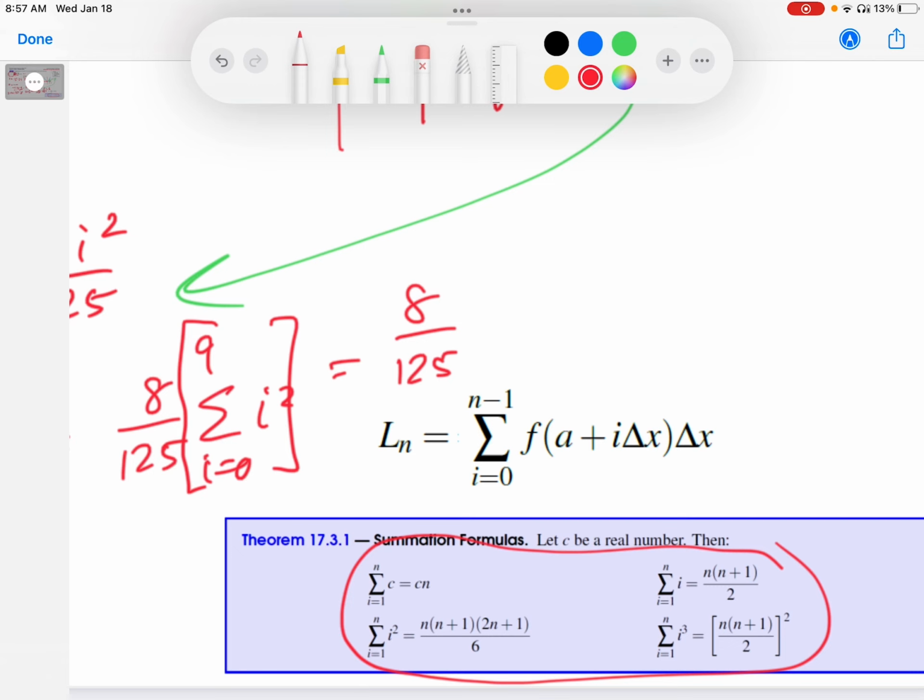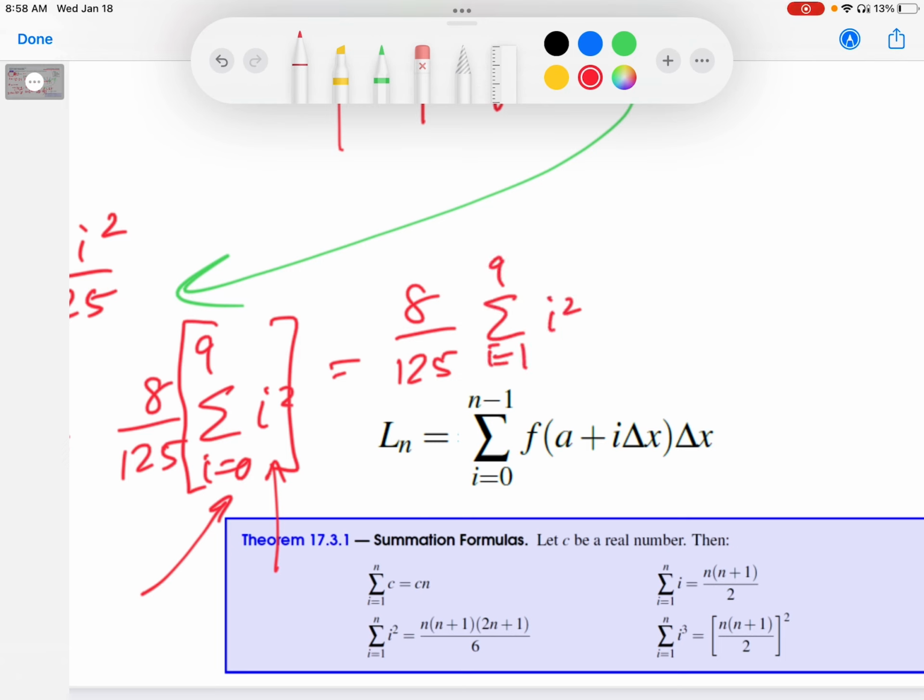One thing to know about these 4 formulas is that they all start at i equals 1 and they end at n. So to apply them to what we're doing, we can't seemingly apply them because our sum starts at 0. But notice that the first term, when you plug in i equals 0, is 0 squared. So this sum from 0 to 9 is the same as the sum from 1 to 9, because the first term in this sum is 0, and every other term is contained in this sum. Okay, so now we can apply our summation formulas.